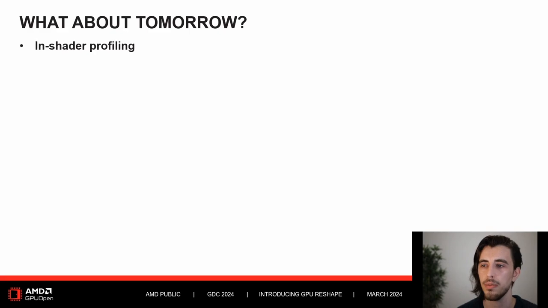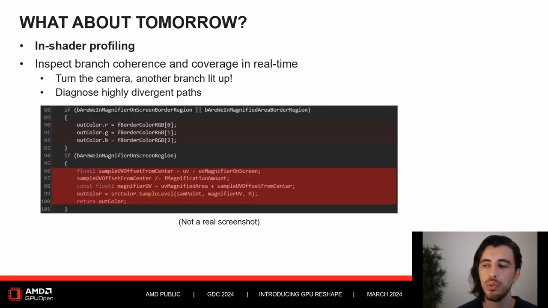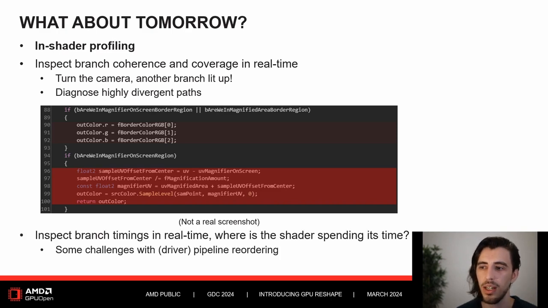And what about profiling? What if we could inspect branch coherence and coverage in real time? As before, it's live. Turn the camera, play the game, watch the different branches light up. On top of this, Reshape may provide branch timings in real time to figure out where the shader is really spending its time. There are some challenges here, but I think there's a lot of really useful information.